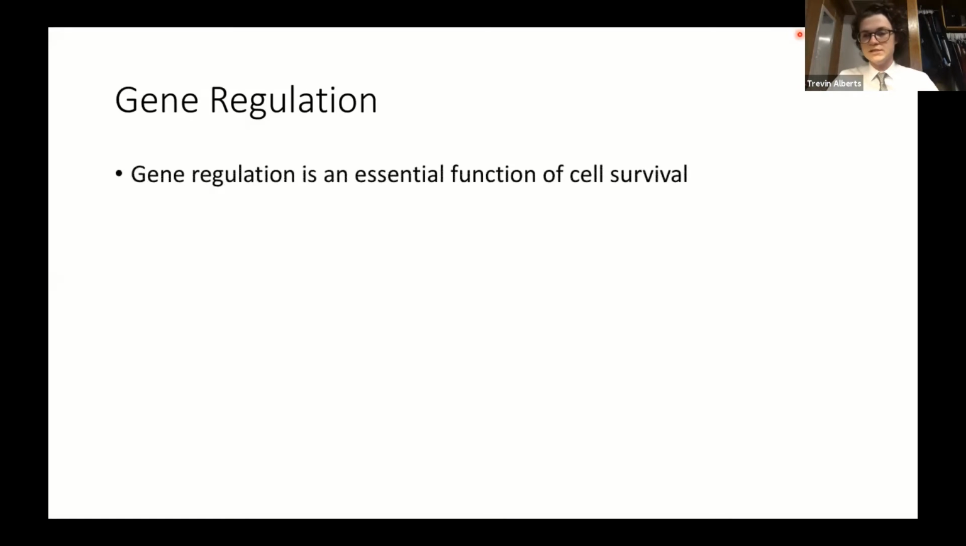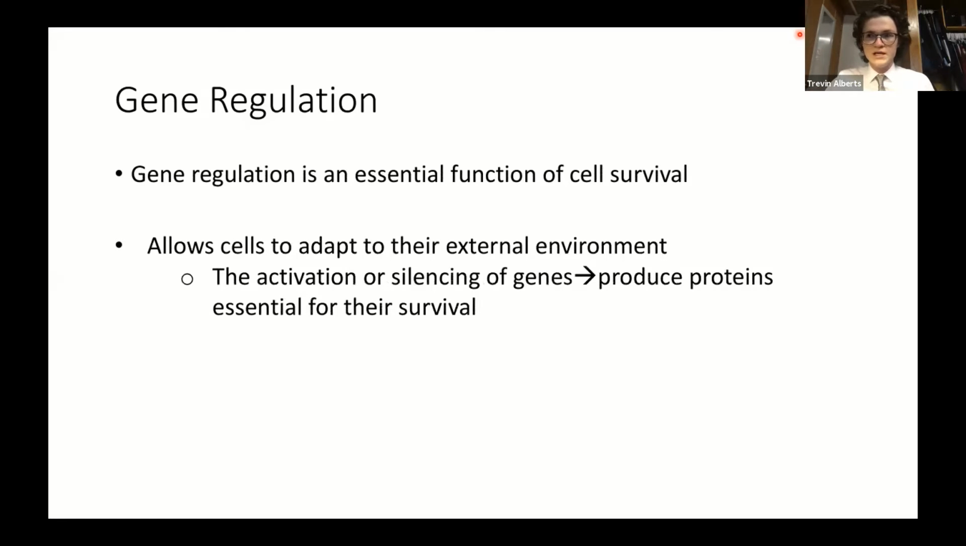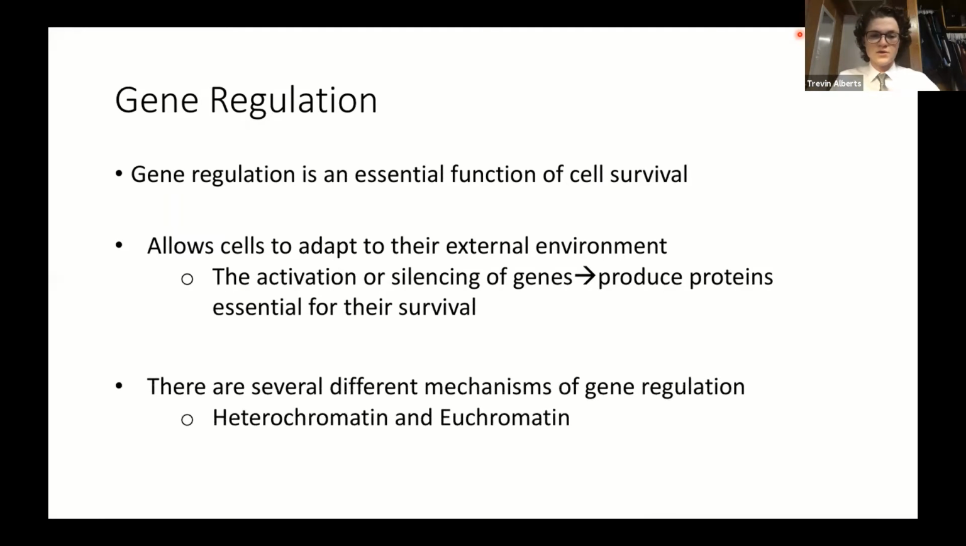Gene regulation is an essential function of cell survival. Also, all cells and DNA need to carry out this gene regulation because it allows them to adapt to their external environment. The activation or silencing of genes that takes place during gene regulation is essential to produce certain proteins that are essential for these cells to survive. There are several different mechanisms of gene regulation, but for now, I wanted to zoom in on heterochromatin and euchromatin being one of those mechanisms.